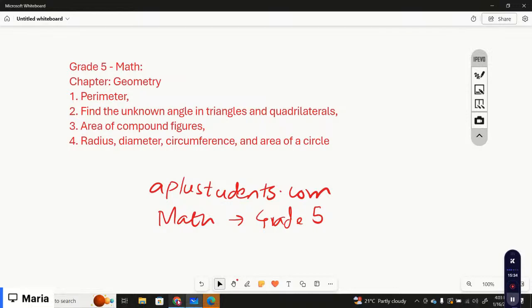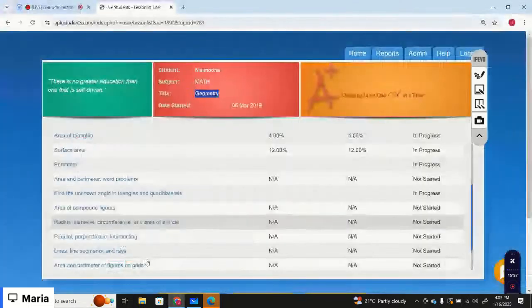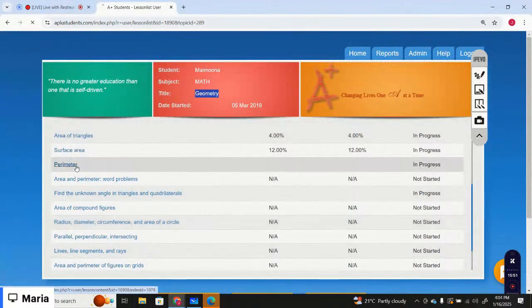So please make sure you have your notebook and pencil so that you can note down the important examples and definitions as well. I'm here on grade 5 math. The chapter we are on right now is geometry. Let's just start with the lesson that is perimeter.